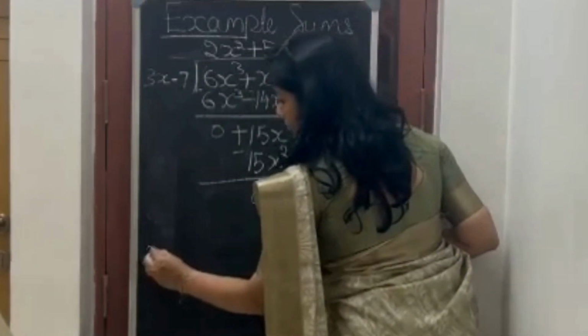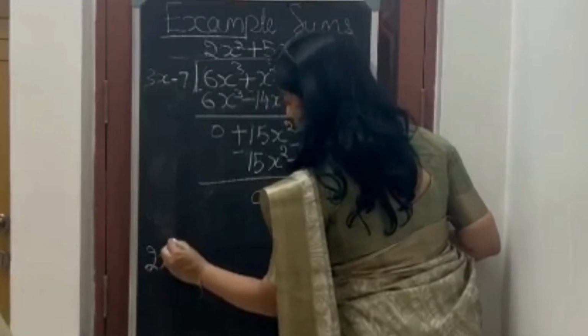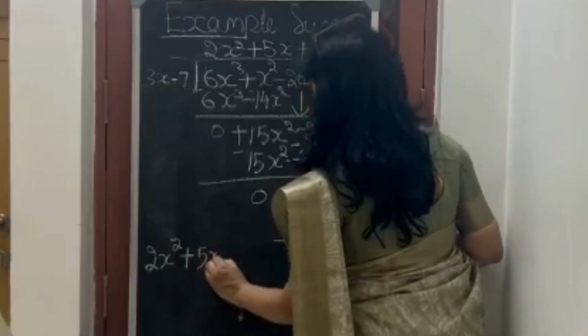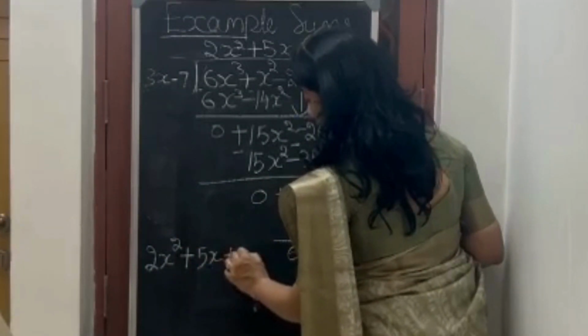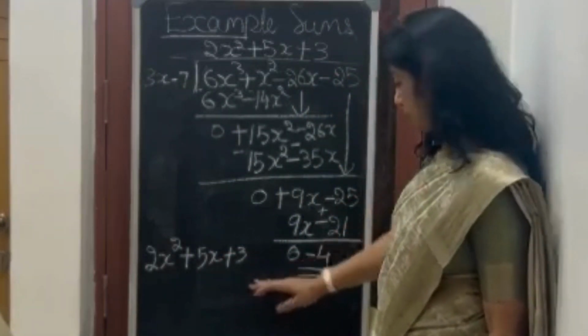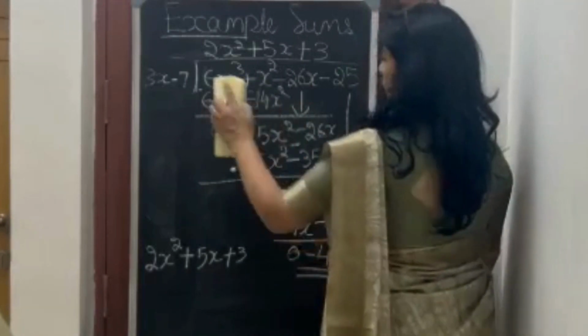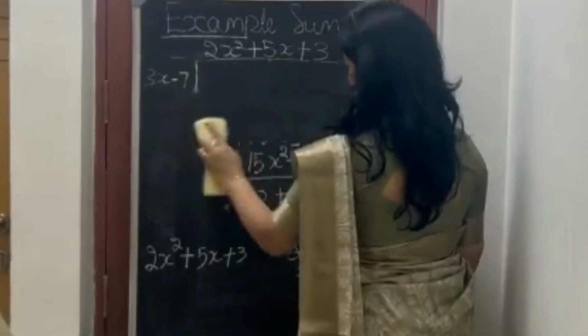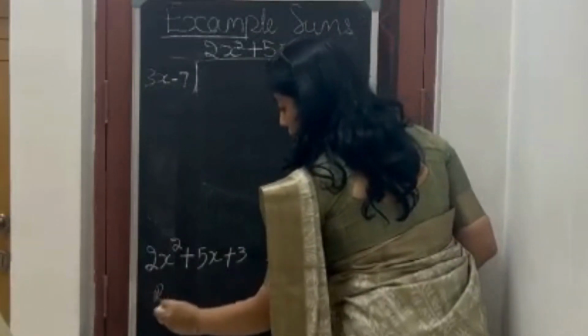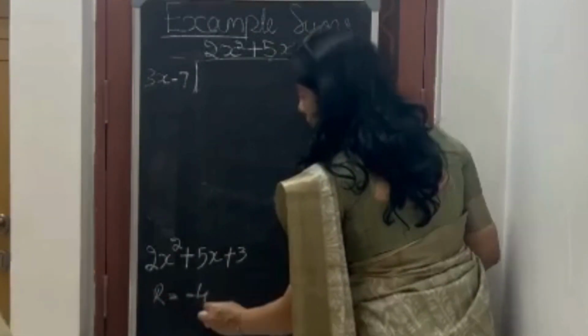What is my answer for this division? It is 2x square plus 5x plus 3. How will I evaluate whether my answer is correct? To verify this, I will do multiplication. My remainder was minus 4.